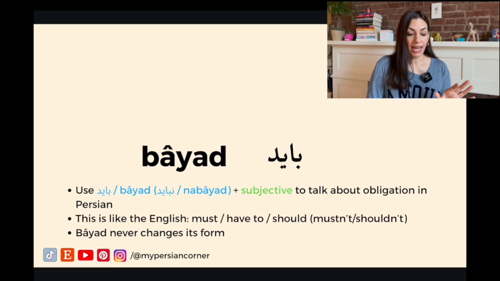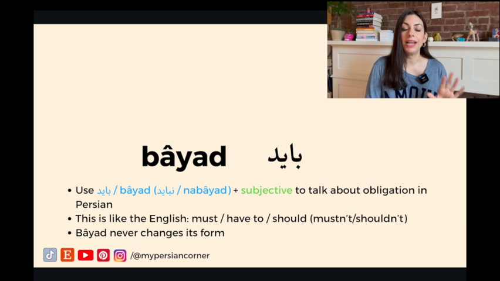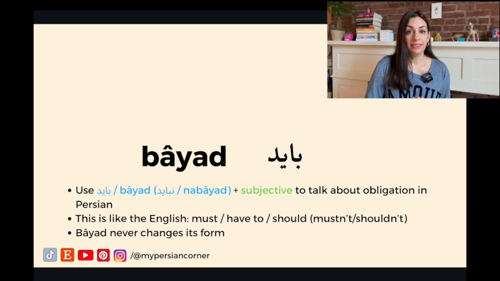So this باید, we use باید or its negative form, نباید, to talk about obligation in Persian. So this is like the English must, have to, and sometimes even should, or mustn't, shouldn't. باید never changes its form for I, you, he, she, it, we. It doesn't change. It's always باید or نباید.